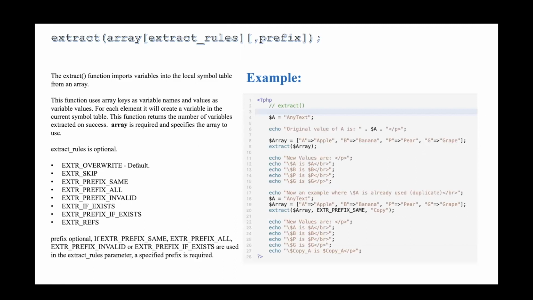The extract function imports variables into the local symbol table from an array. This function uses array keys as variable names and values as variable values. For each of the elements, it will create a variable in the current symbol table. This function returns the number of variables extracted on success. The array is required, obviously, and here are the extract rules. You can override, skip, prefix, and all that. And of course, you have prefixes on top of that. Here's the example. Run the example. This is the best way to explain how this works.